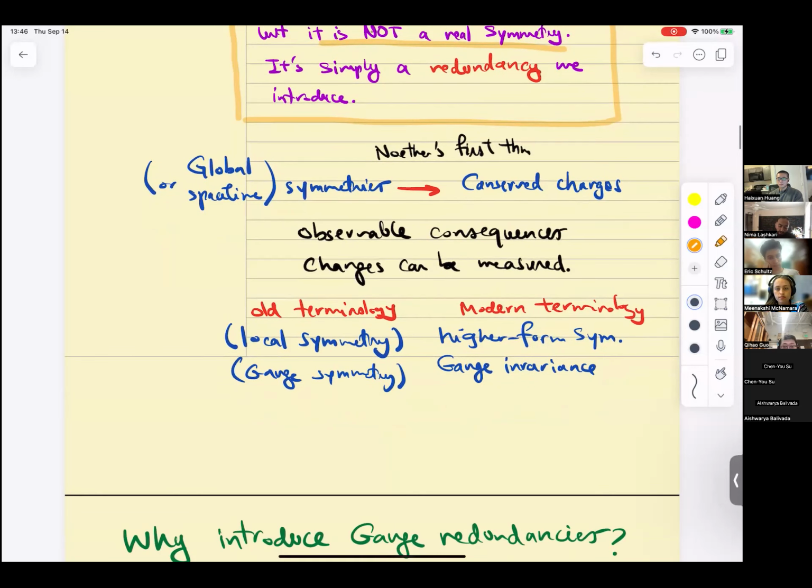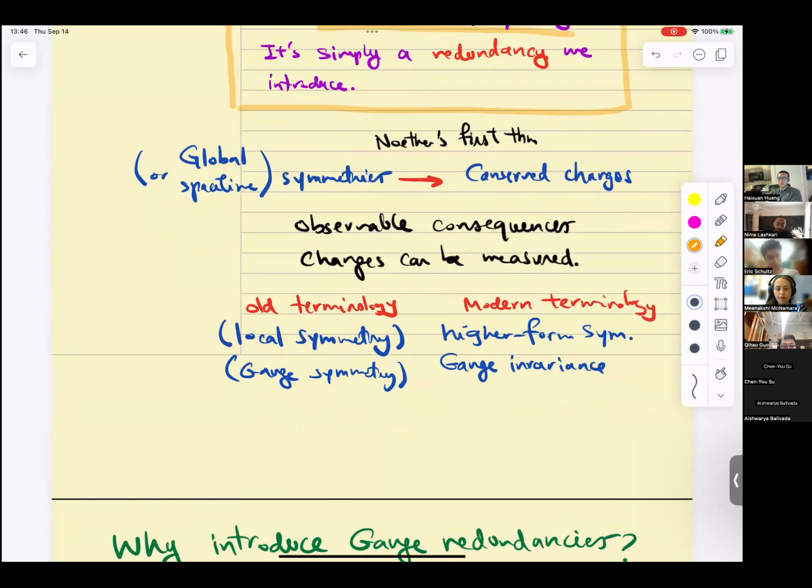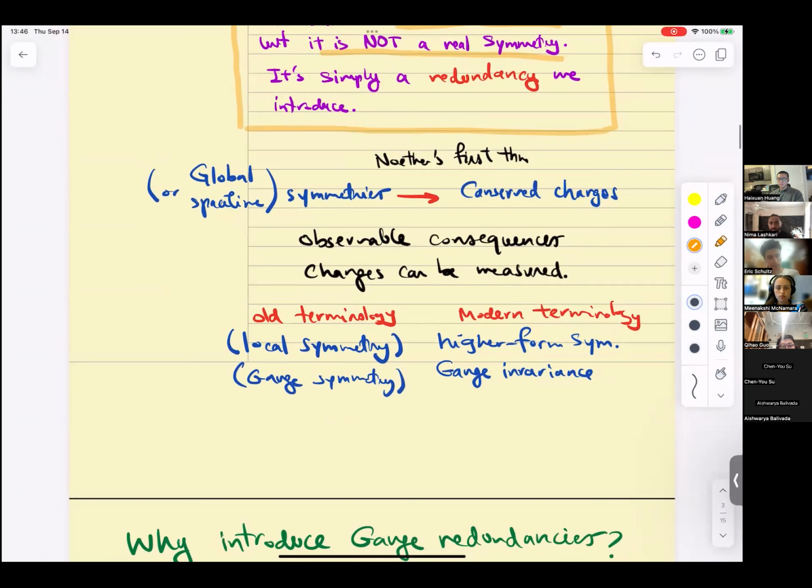So in the old terminology, gauge theory was called sometimes local symmetry. I'll explain that. And it was called gauge symmetry. This is old terminology. In the modern terminology, we talk about higher form symmetries, in particular one form. So gauge theory that we're going to discuss is one form symmetry. And then we talk about gauge invariance. Is it all good?